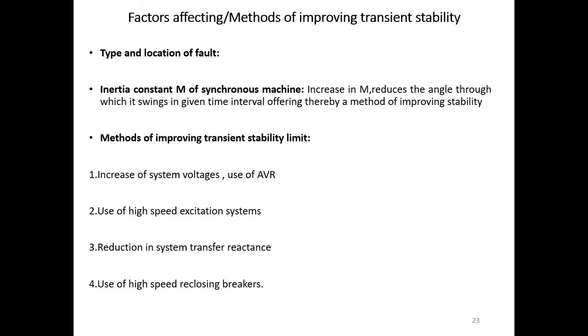But how is this transfer reactance reduced? For that, there are different methods. The reactance of the transmission line can be decreased by reducing the conductor spacing, or it can also be reduced by increasing the conductor diameter. And one of the most popular methods is increasing the number of parallel lines between transmission points, which is quite often used to reduce the transfer reactance.